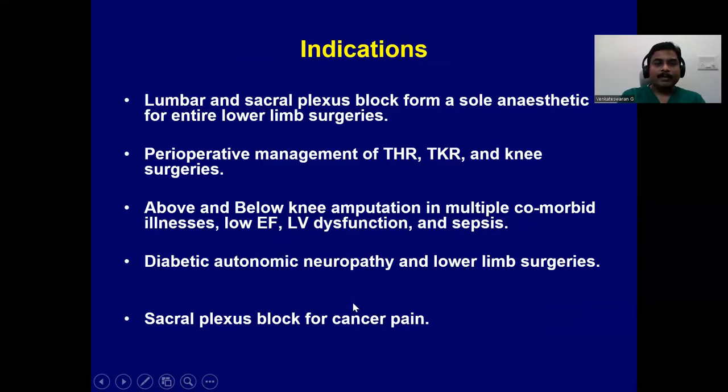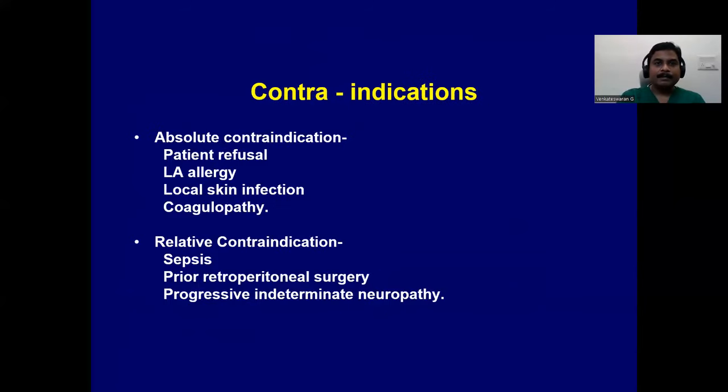And sacral plexus block can be used for relieving cancer pain in the perineal region, especially carcinoma cervix, and also the sacral plexus block will help in relieving the cancer pain. The absolute contraindications for the lumbosacral plexus block are patient refusal, local anesthetic allergy, local skin infection, and coagulopathy. The relative contraindications are sepsis, prior retroperitoneal surgeries, and progressive indeterminate neuropathy.